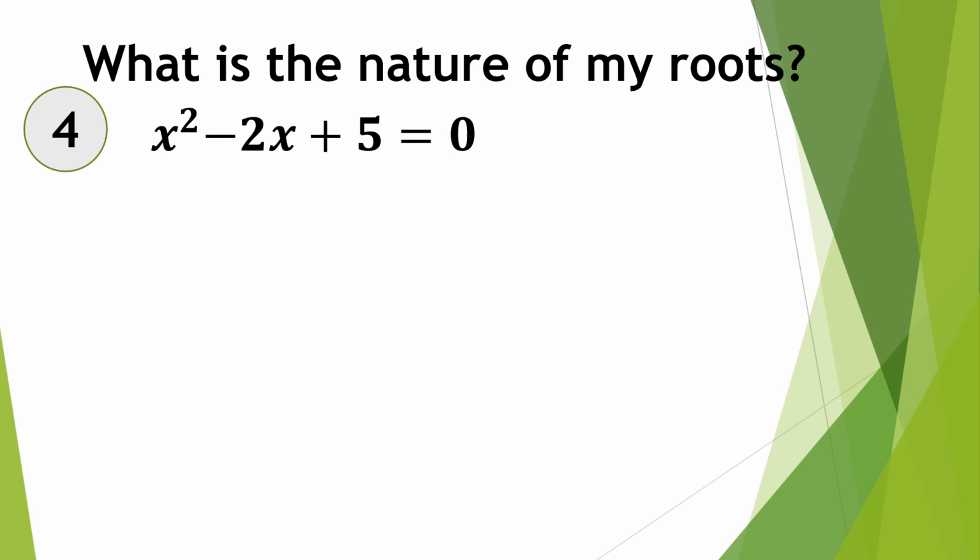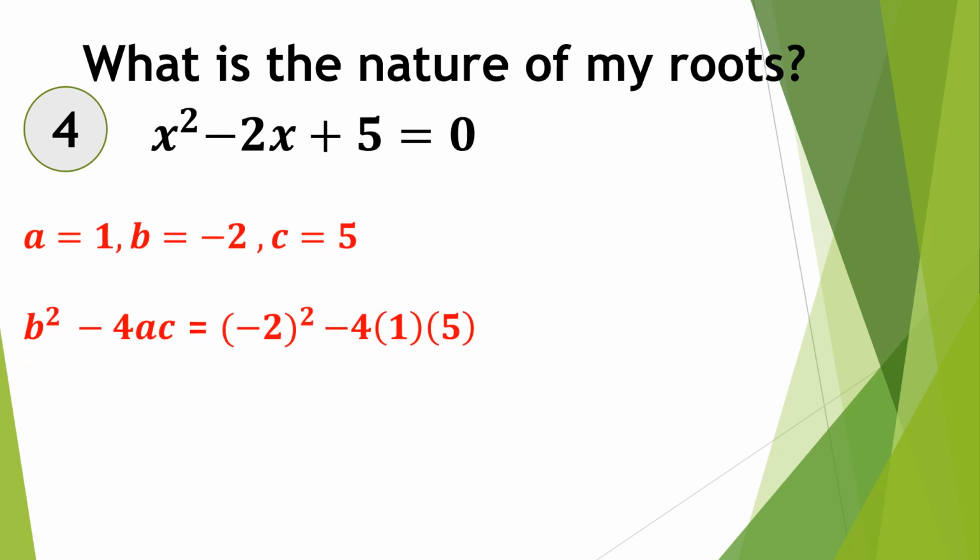Next, example number 4. x squared minus 2x plus 5 equals 0. What is the nature of my roots? Let's use the discriminant formula again. a equals 1, b equals negative 2, and c equals 5. From the formula, substitute: negative 2 squared minus 4 times 1 times 5. And so the value of the discriminant is negative 16.